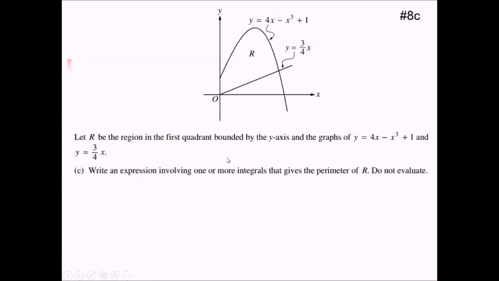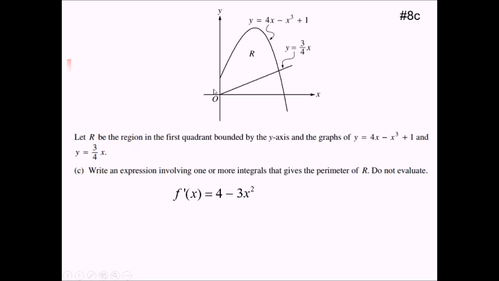For the last part of this problem, they want me to write an expression but not evaluate something to give me the perimeter of R, and it's going to have some integrals in it. All right, so I know that I've got this distance right here along the y-axis, and I've also got this line here, which I can find with the Pythagorean theorem. And then I also have this curve on the top that I'm going to have to find the arc length for. Since I know I'm going to be doing an arc length formula in there somewhere, I need to figure out the derivative of this function. I called this function f, so f prime is going to be 4 minus 3x squared. So now I can quickly refer to that derivative.